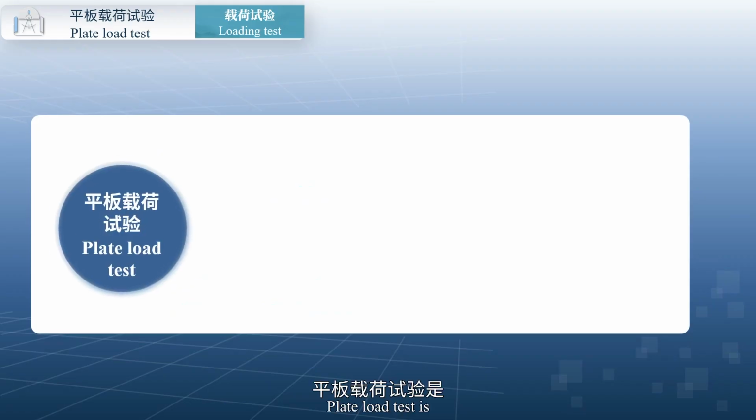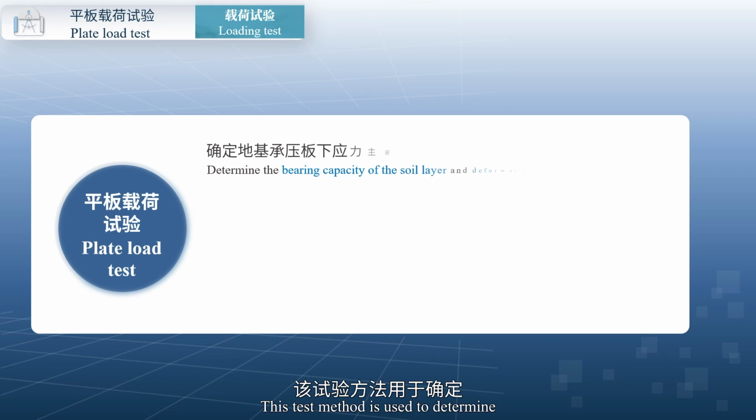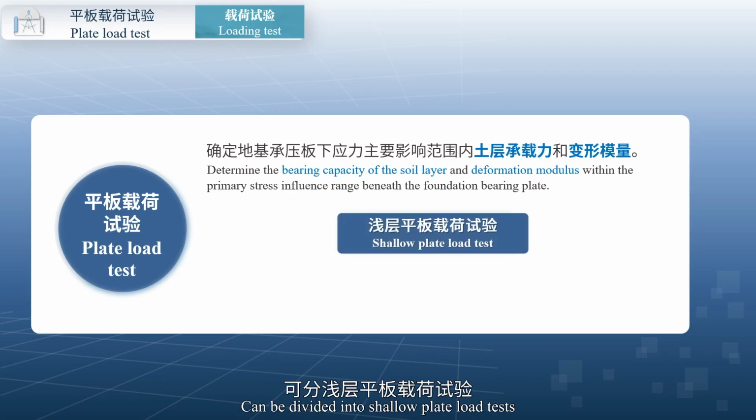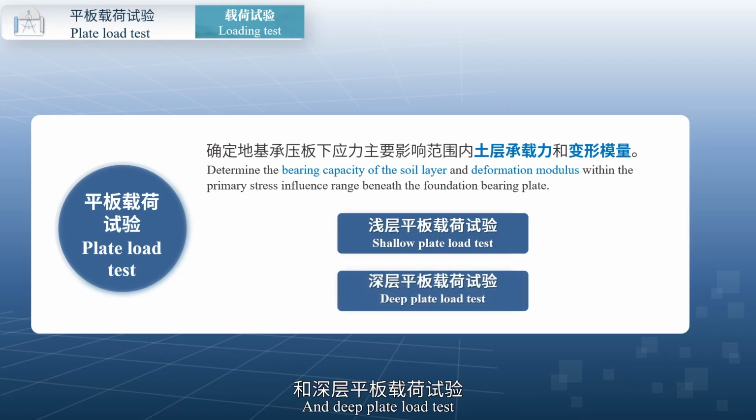Plate load test is one type of load test. This test method is used to determine the stress under the foundation bearing plate within the main influence range, soil layer bearing capacity, and deformation modulus. Related content of plate load test detection, depending on different applicable conditions, can be divided into shallow plate load tests and deep plate load tests.